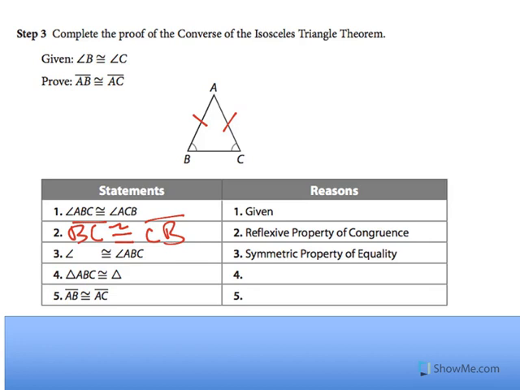And then for number 3, we can say that angle ACB is congruent to angle CBA by symmetric. And then for number 4, we have triangle ABC congruent to triangle ACB by angle-side-angle. So once we establish that the two triangles are congruent, then we can say that segment AB is congruent to segment AC by corresponding parts of congruent triangles are congruent.